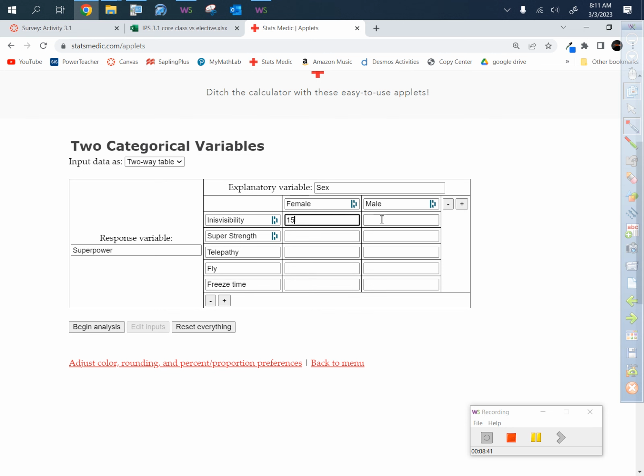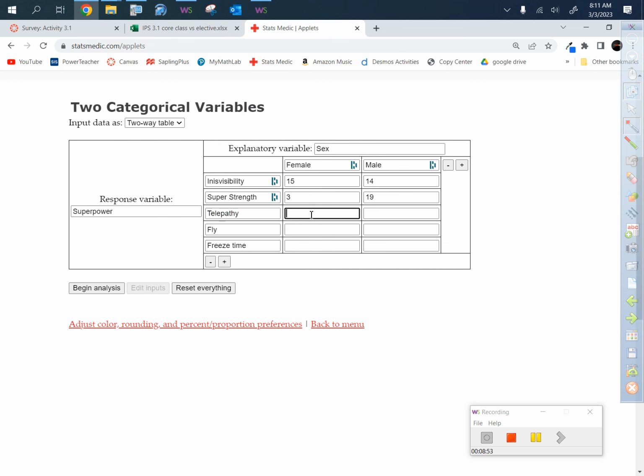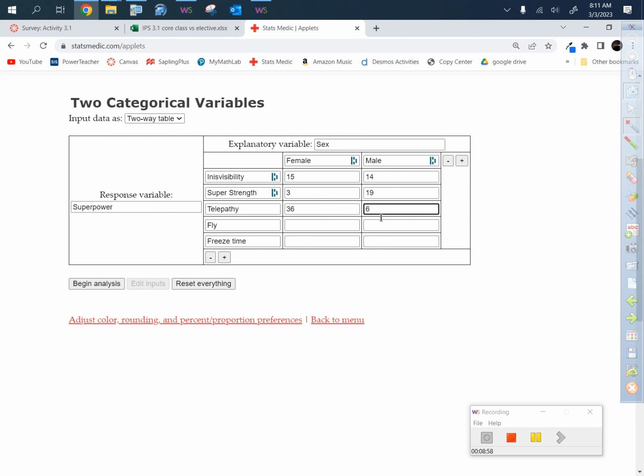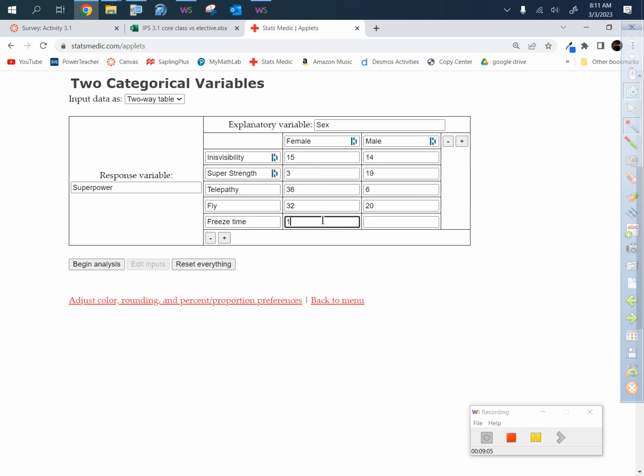So then you just go put the numbers in, 15, 14. You never have to type the totals, right? Don't worry about the totals. It does that for you from what I've seen. I could be wrong about that, but I don't think so. You don't need the totals. 36, 6, 32, 20. The thing I would double check is, did you put all the numbers in the right place? Did you make any typos? The technology is going to do all the work. We just need to do our part and double check things. And then hit begin analysis like we do.